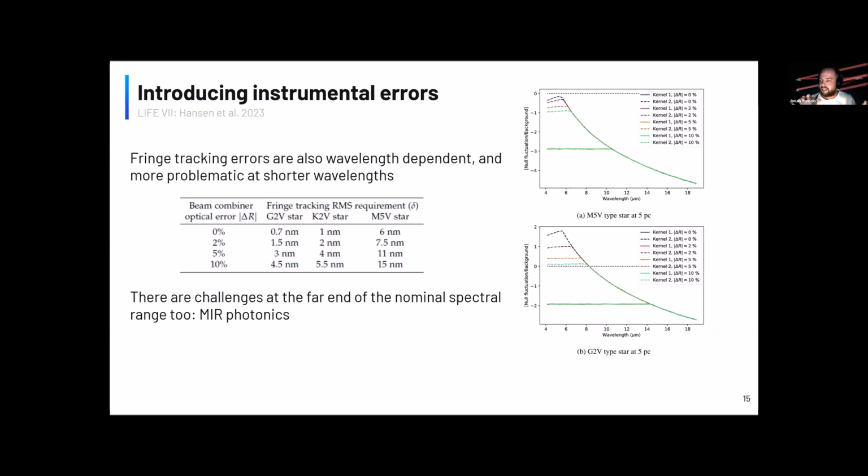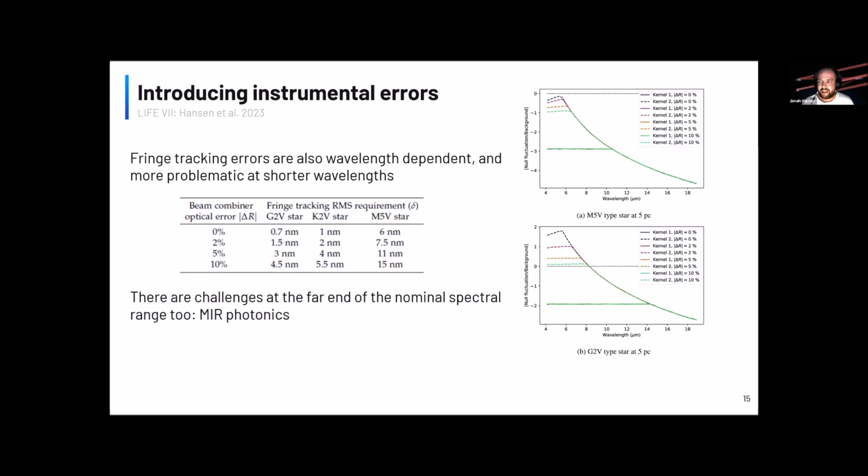We also had a bit of a look at fringe tracking errors, so that is making sure the paths are exactly right, and inherently there's going to be some jitter there. And they are also very much wavelength dependent and worse at the shorter wavelengths. This stems from the fact that at the shorter wavelengths, you're dealing with more stellar leakage because for particularly solar type stars, there's a lot more flux there. And so the fringe tracking requirement is more stringent. As you can see, generally we're requiring fringe tracking on the order of about a nanometer or so, particularly if we're looking for solar type stars.